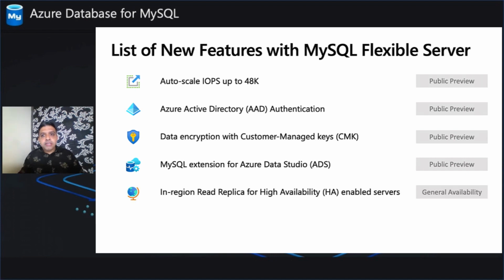Read replicas were initially available only for non-HA servers. With this feature, you can create a read replica for HA-enabled servers. This would help to scale your read workloads even in a high availability server.